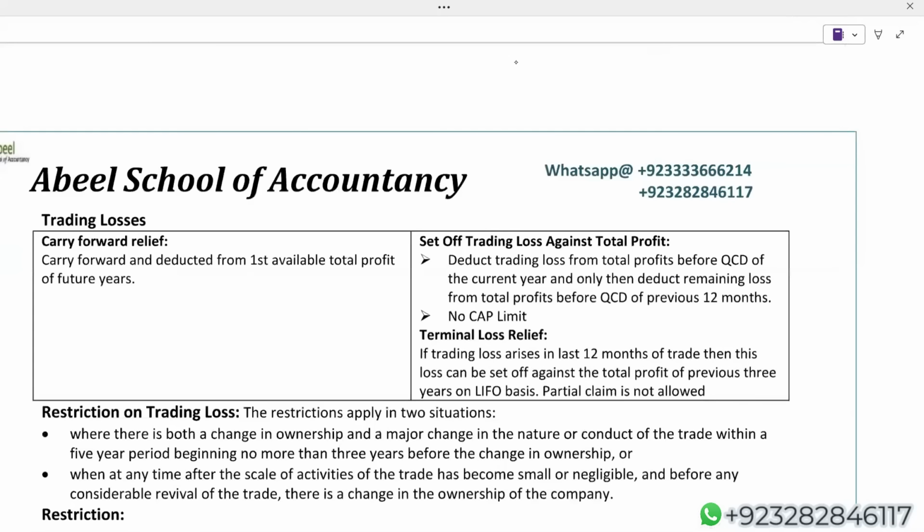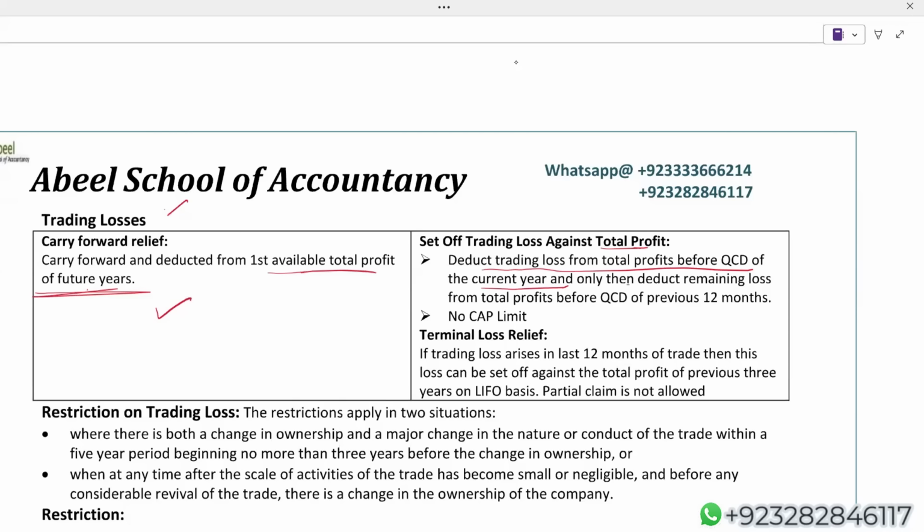How to utilize the trading losses in case of corporation tax? Carry forward and deduct from the first available total profit of future years. Set off trading loss against total profit. You can do one more thing. You can set off the trading loss against the total profit. Deduct trading loss from the total profit before qualifying charitable donation of the current year.